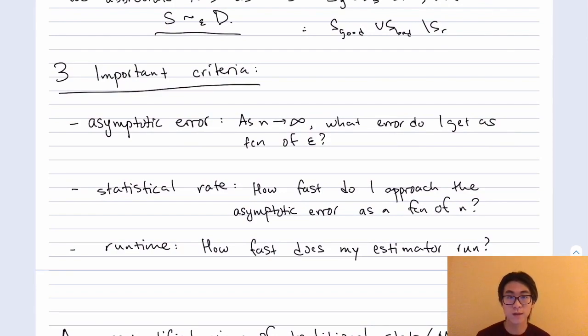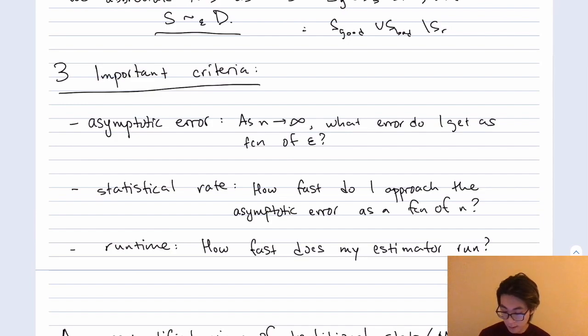First, asymptotic error. This is asking, if I take epsilon, the fraction of bad points, to be fixed, and I let n go to infinity, how much error does my estimator achieve? This is the asymptotic error. Second, equally important question is statistical rate, which is how fast do I approach this asymptotic error as I increase the size of my data set.